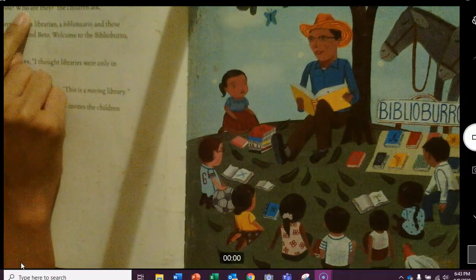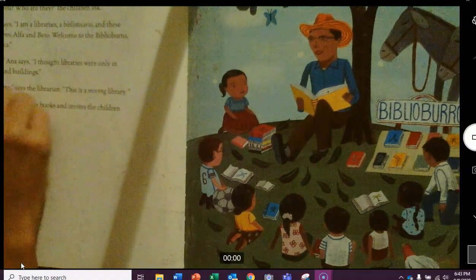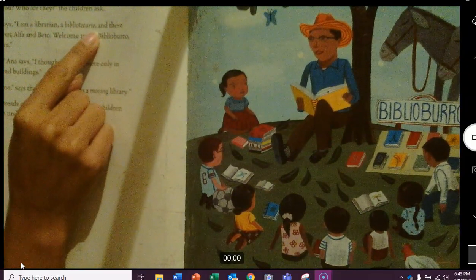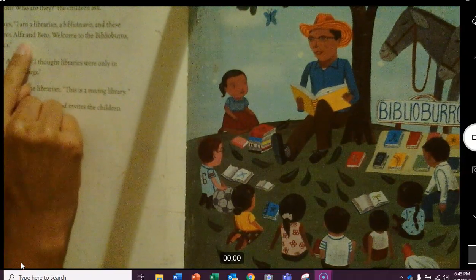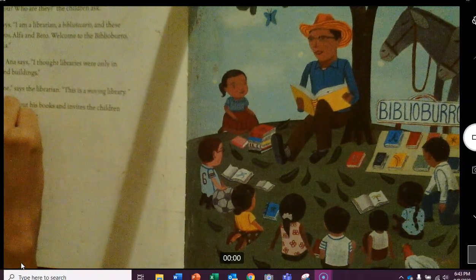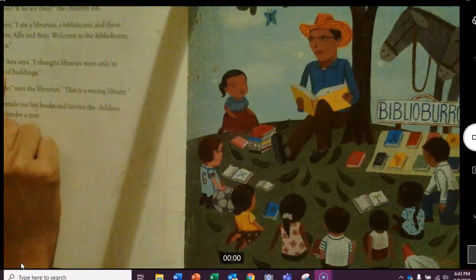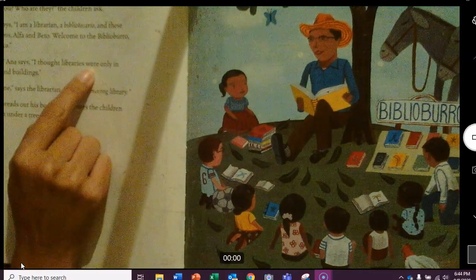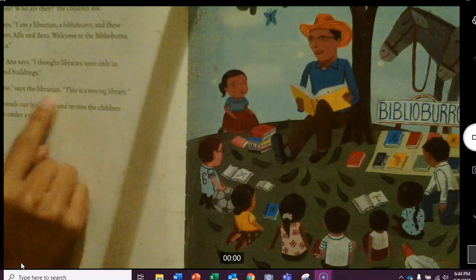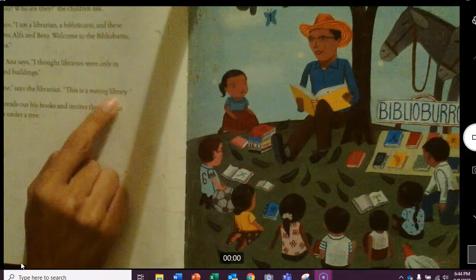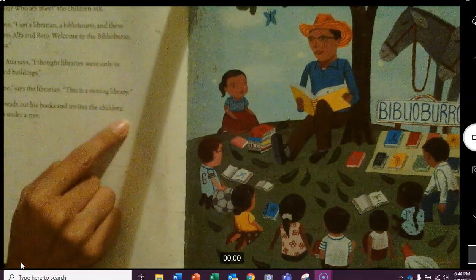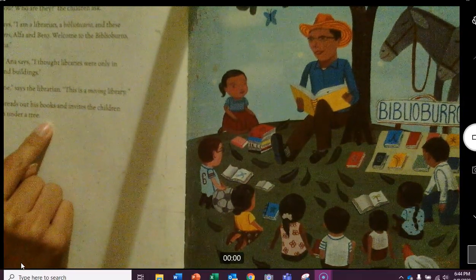Who are you? Who are they? The children ask. The man says, I am a librarian, a bibliotecario, and these are my burros, Alpha and Beto. Welcome to the Biblioburro, my biblioteca. But Señor, Ana asked, I thought libraries were only in big cities and buildings. Not this one, says the librarian. This is a moving library. Then he spreads out his books and invites the children to join him under a tree.